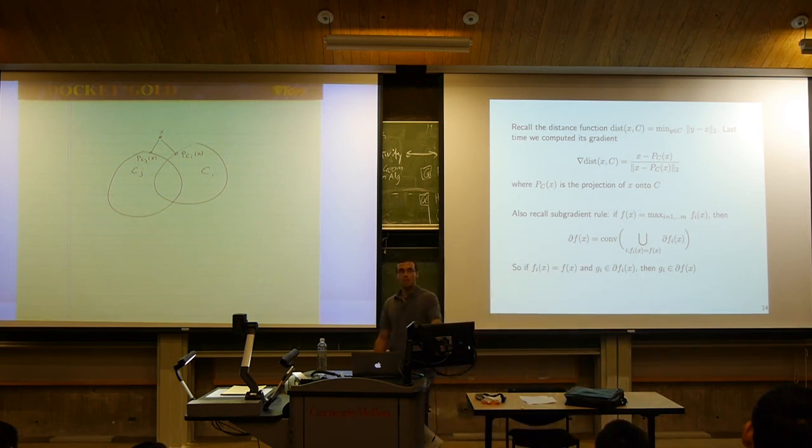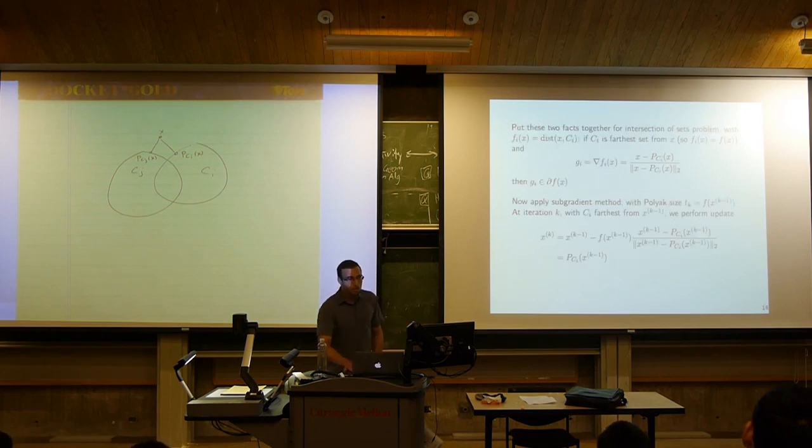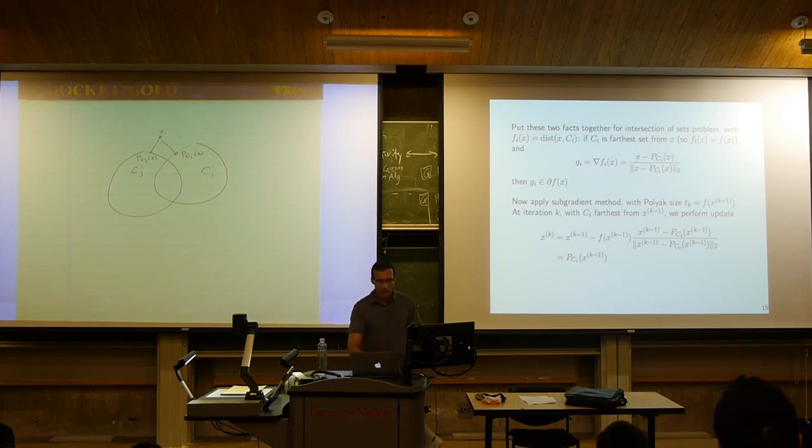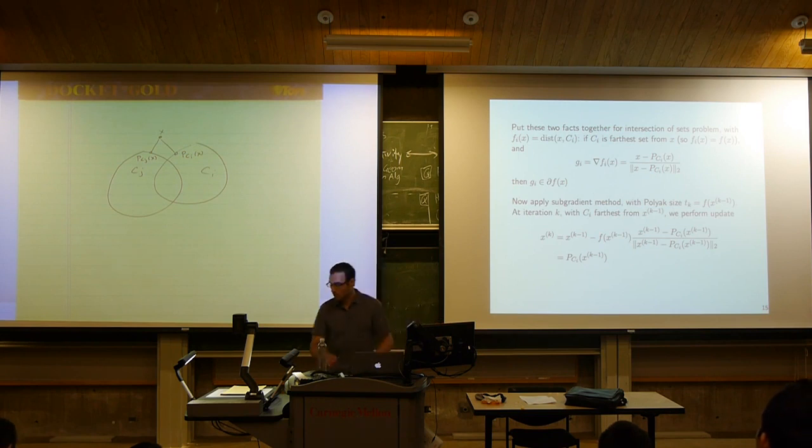So find the function that achieves the max, take a subgradient of it. That'll be a valid subgradient for f at the point x. So that's what we know from our knowledge of the calculus of subgradients. So let's put these two facts together for our current problem, the intersection of sets problem. By saying that fi achieves the max at the point x, we're saying that x is farthest from the set Ci, or at least it's tied for the farthest.